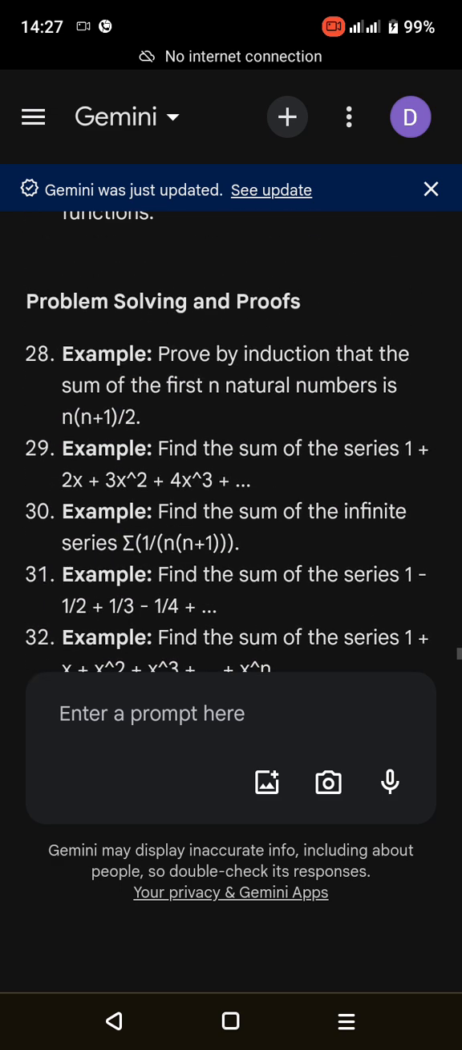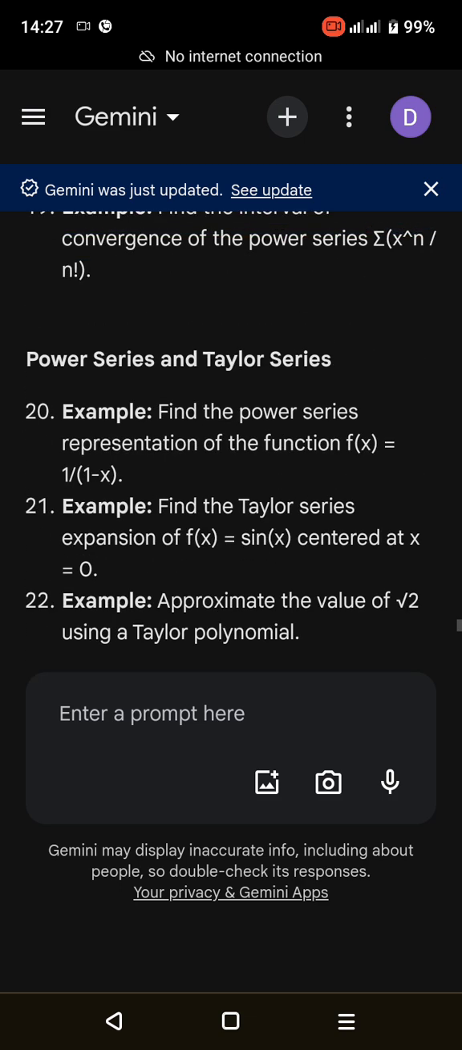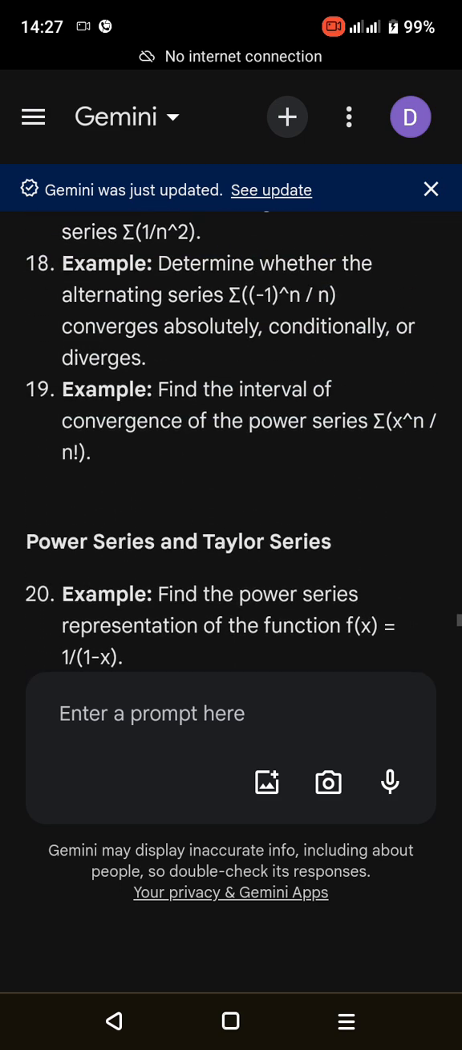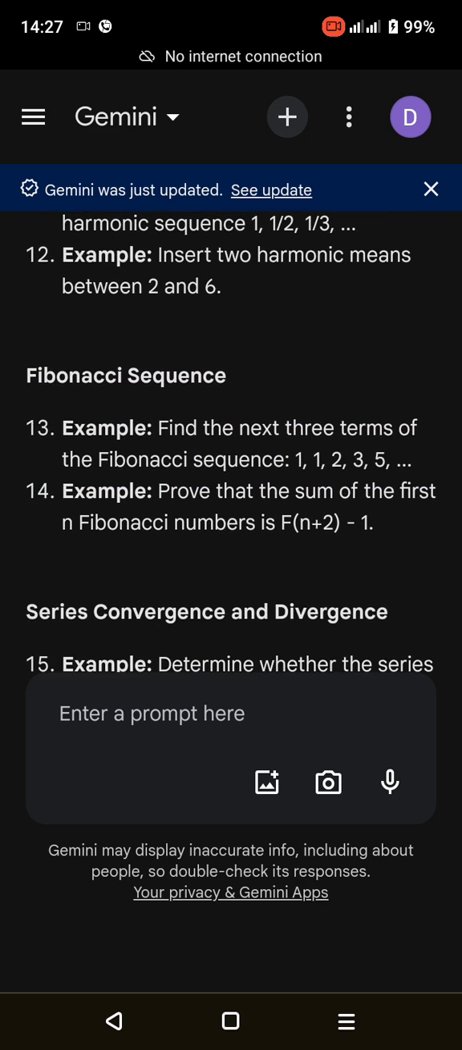Deeper dive into sequences. 51. A recursive sequence defines each term in terms of previous terms. 52. The Fibonacci sequence is a classic example of a recursive sequence. 53. A harmonic sequence is a sequence of reciprocals of an arithmetic progression.